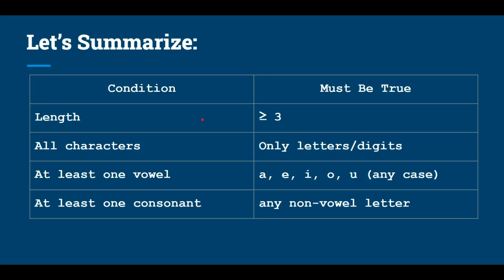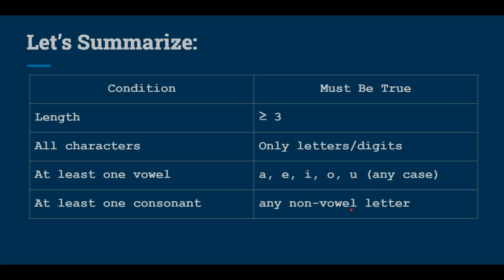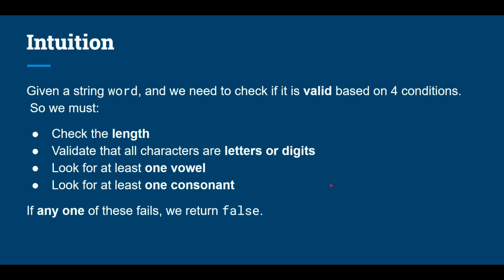So if we summarize, the length should be greater than or equal to 3. All characters should be only letters and digits, not special characters. At least one vowel should be there, like a, e, i, o, u, and at least one consonant should be there, right? So what is our intuition?